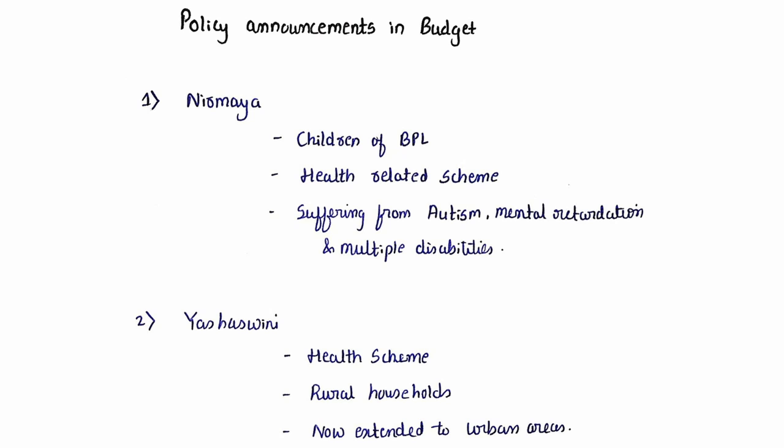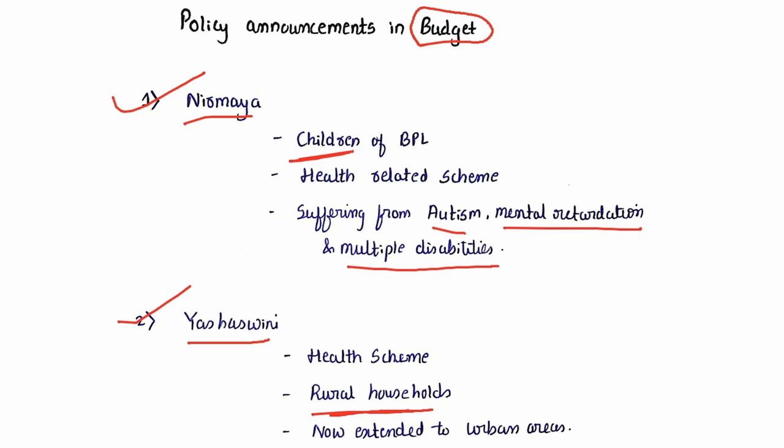At last we will see some policy announcements which were made in the budget this year. One was Nirmaya and the second was Yashaswini. The Nirmaya and Yashaswini, you have to remember that both are health related schemes, whereas Nirmaya is for children and Yashaswini is for rural households. Nirmaya is for children who are suffering from autism, mental retardation, and multiple disabilities. Nirmaya scheme is for children suffering from these conditions.